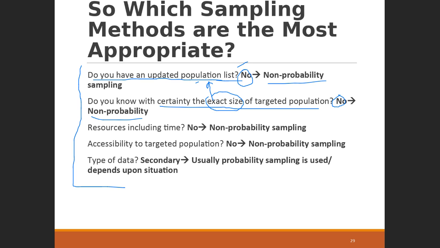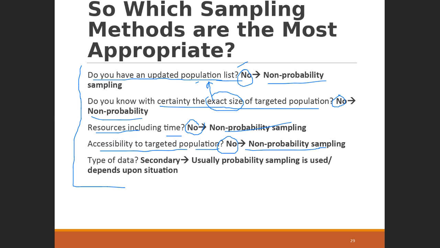Do you have enough resources, like time? If the answer is no, then you can use convenience sampling methods. Do you have accessibility to the targeted population? If the answer is no, then again you can use convenience sampling. But in the case of non-probability sampling strategies like judgment sampling, accessibility can be an issue there as well.